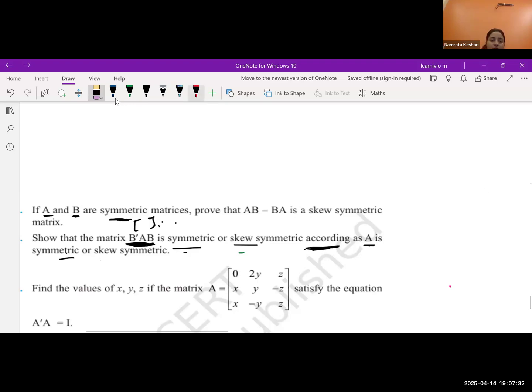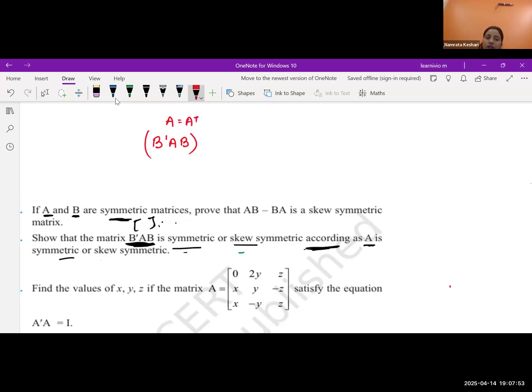Yes ma'am, I have finished. Should I say it? Okay. I finished. So, if we assume A is a symmetric matrix, then A will be equal to A transpose.